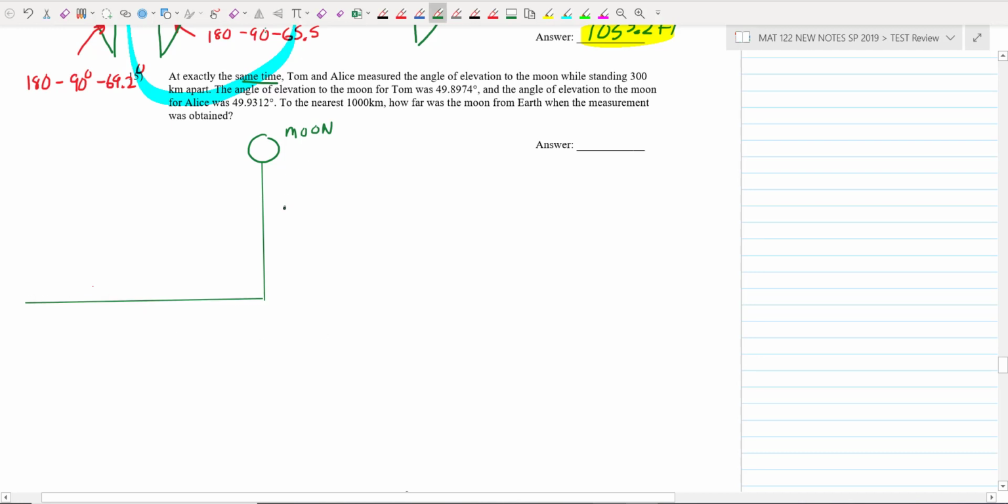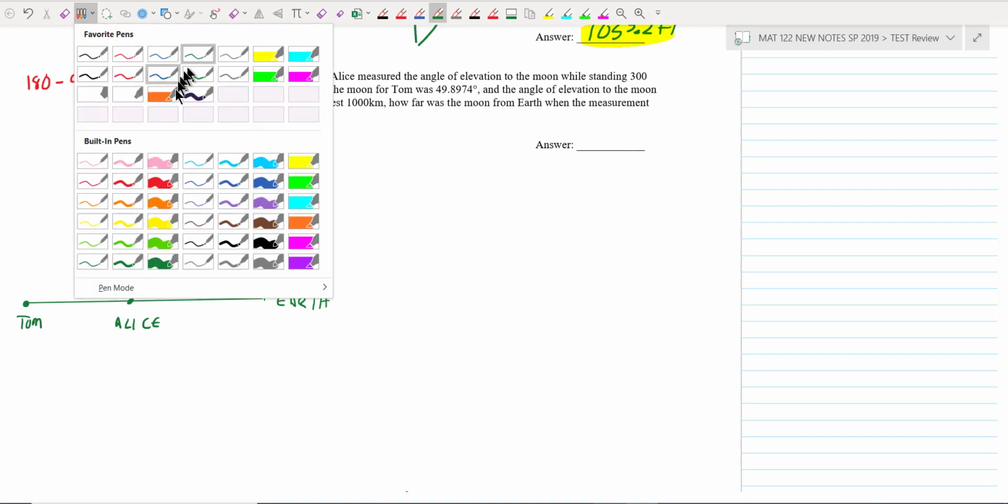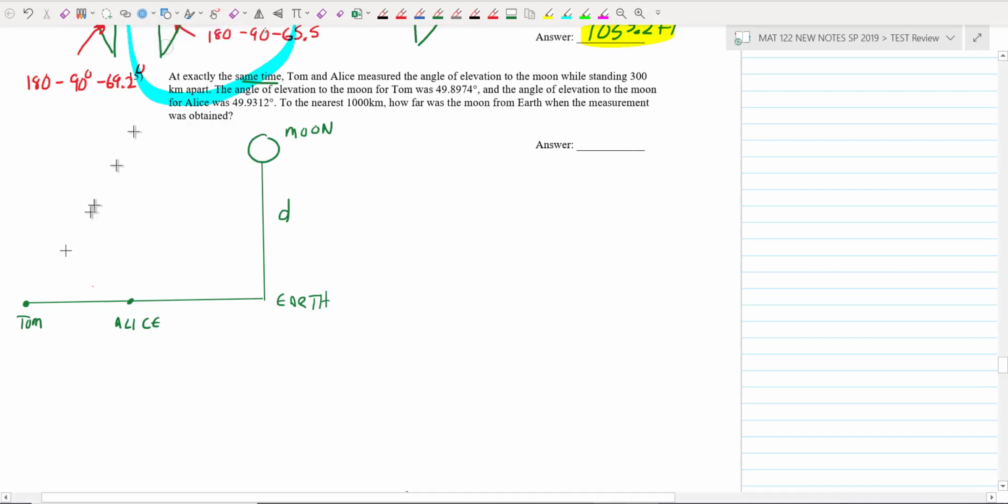So this is what we're trying to find, that distance from the Earth to the moon, that straight line distance like that. The two people are here, so we have Tom, who's going to have a little bit bigger angle of elevation. Then who's the other person? Alice. So she has an angle of elevation. I'm going to sketch this out using my nifty tools here, to get us a triangle set up, and then we'll talk about what we're given in this problem.